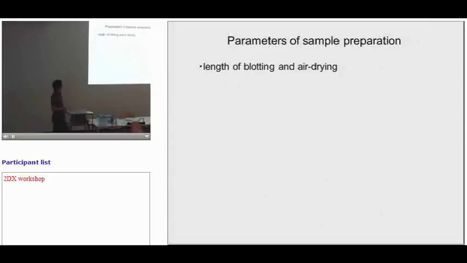The length of blotting and air drying determines ice thickness of the specimen. This should be optimized for your specimen depending on the humidity of the room and how tough crystals are against drying. If the air drying is too short, the specimen will become too thick to take data. If the specimen is too dry, the crystals will deteriorate in general.